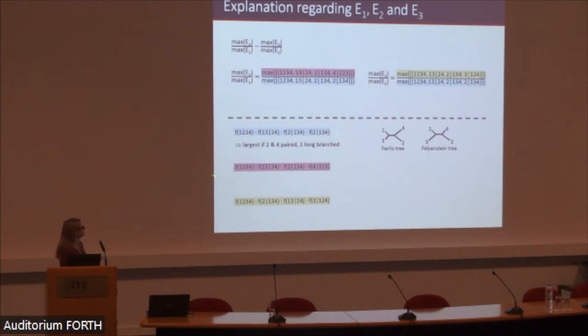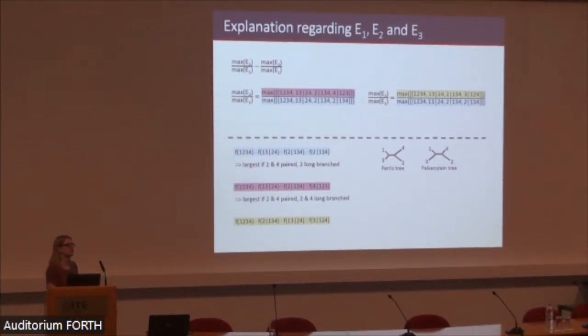However, for this red one, where the last frequency is replaced with a frequency of 4 split, we must have that 2 and 4 are paired, but 2 and 4 also need to be long branched. Therefore, we can only find a Ferris tree which fulfills this, as the Felsenstein tree never pairs the 2 long branches. And the yellow product is actually the converse.